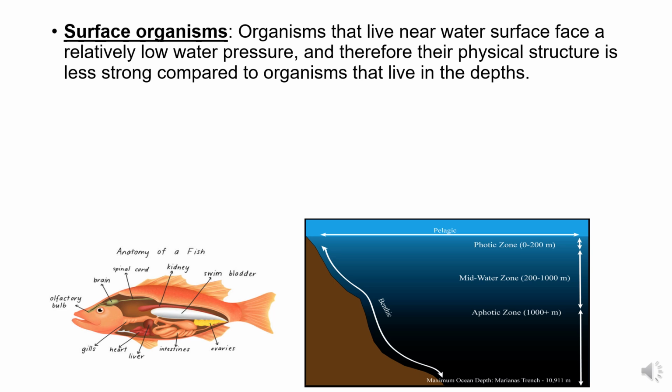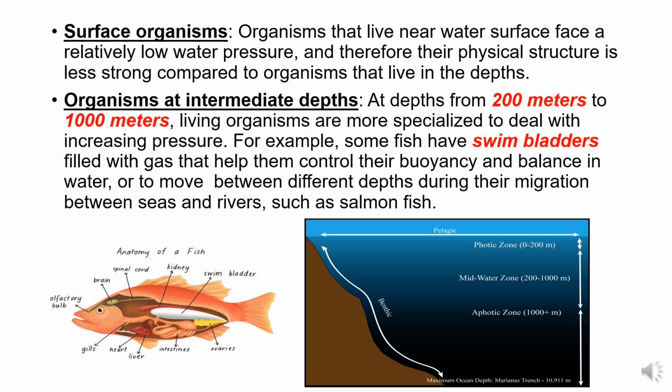As you can see, for the first one, they are telling us from 0 to 200 meters. They are very near to the water surface where the pressure is low. Then the organisms at intermediate depth. The intermediate depth means from 200 meters to 1000 meters. They are living in this area, as you can see, the mid-water zone, from 200 meters to 1000 meters.